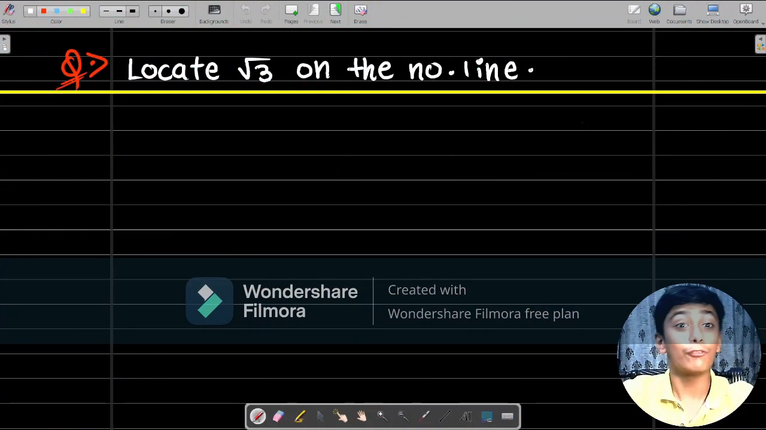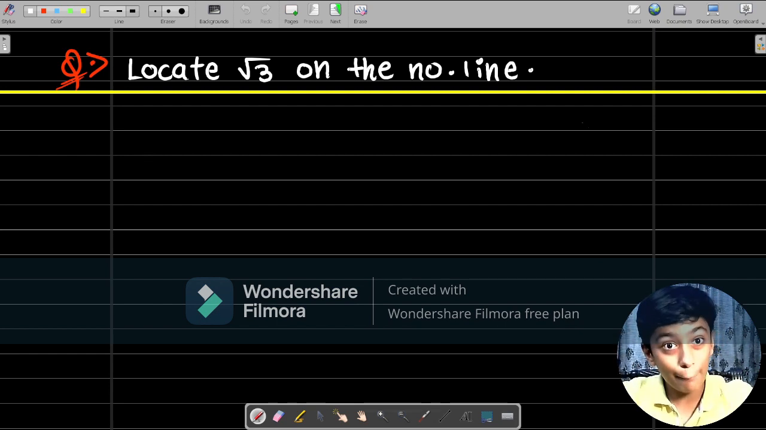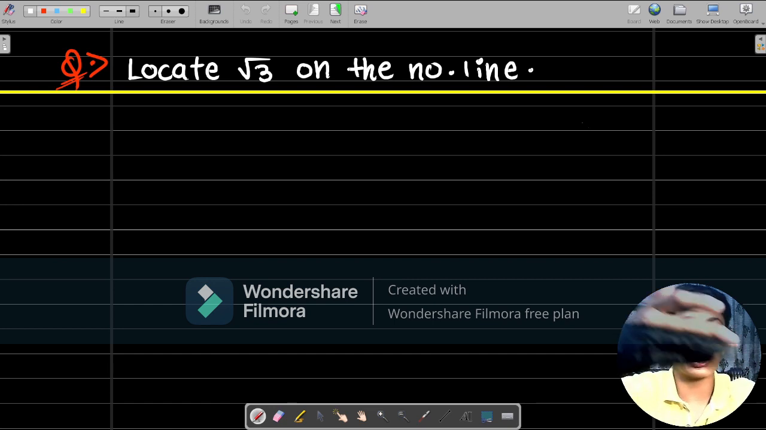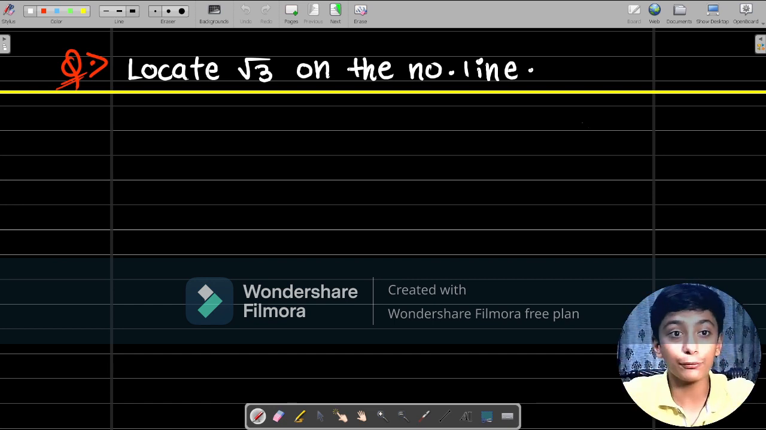Today we are going to do more examples of how to locate irrational numbers on the number line. So, the first question we have is to locate root 3 on the number line. As I told in the previous class, to do this location, first we have to apply the Pythagoras theorem, then only we'll get the answer.